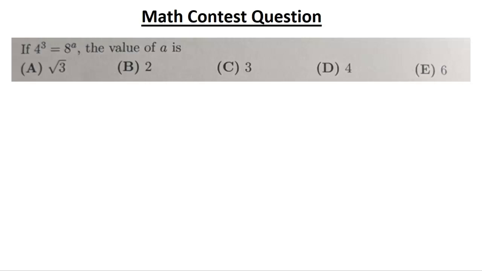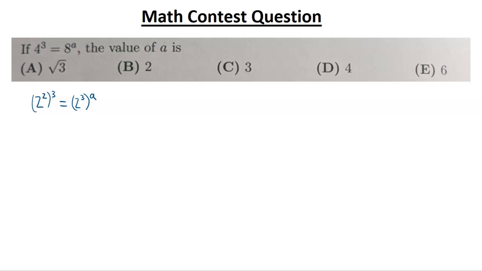Well, the key here is not to look at it in terms of 4 and 8, because the power of 4 that gives us 8, 4 squared is 16. So what we have to do is look at this in terms of powers of 2. 4 is 2 to the power of 2. So that means that 4 to the power of 3 is 2 to the power of 2, all to the power of 3. Likewise, it means that 8 is 2 to the power of 3, all to the power of a.